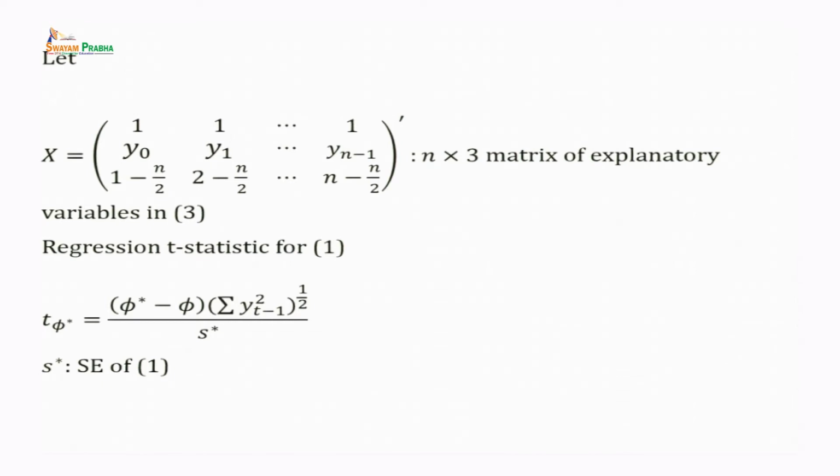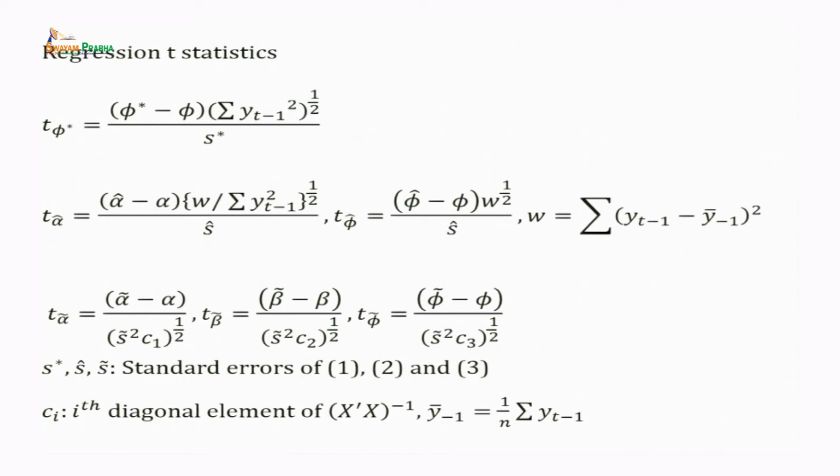And under H naught, when you test the null hypothesis that phi is equal to 1, this test statistic becomes (phi star minus 1) times the summation of y t minus 1 square to the power half, upon s star. And then for alpha hat, the t ratio is (alpha hat minus alpha) into w upon the summation of y t minus 1 square to the power half, divided by s hat.